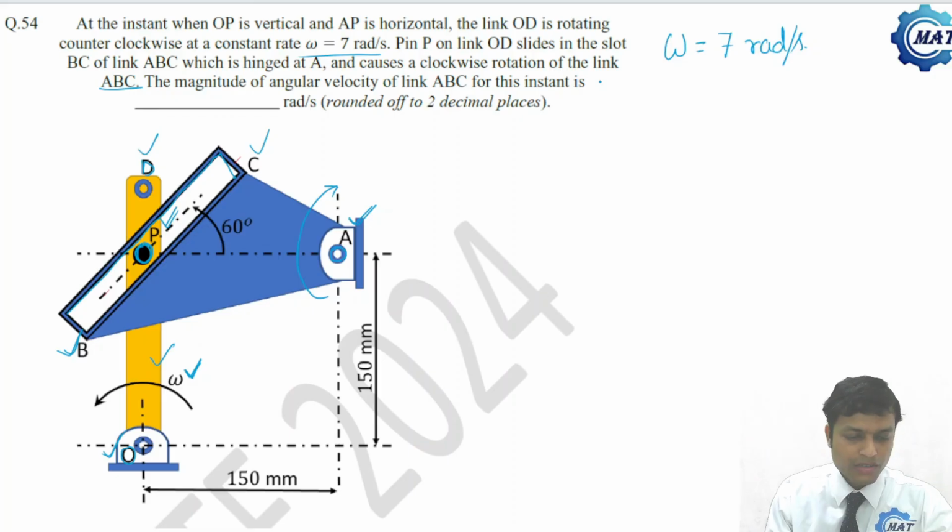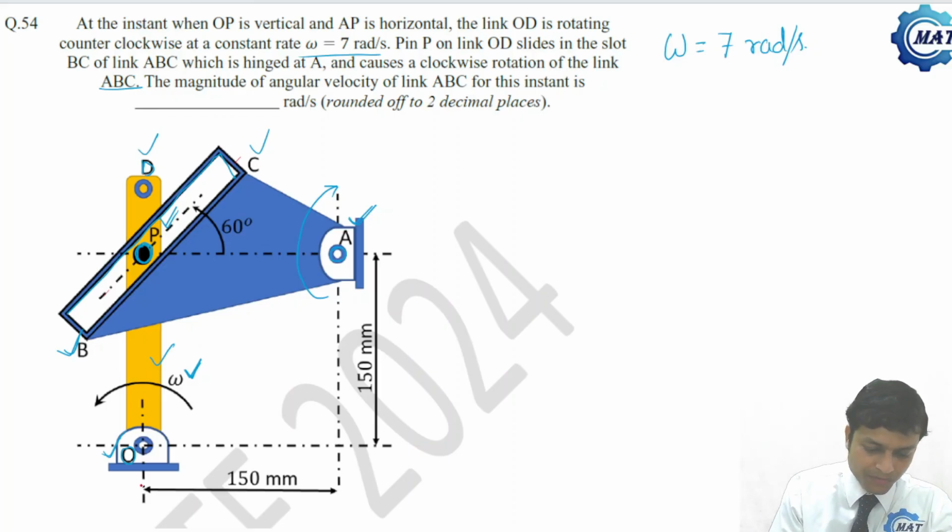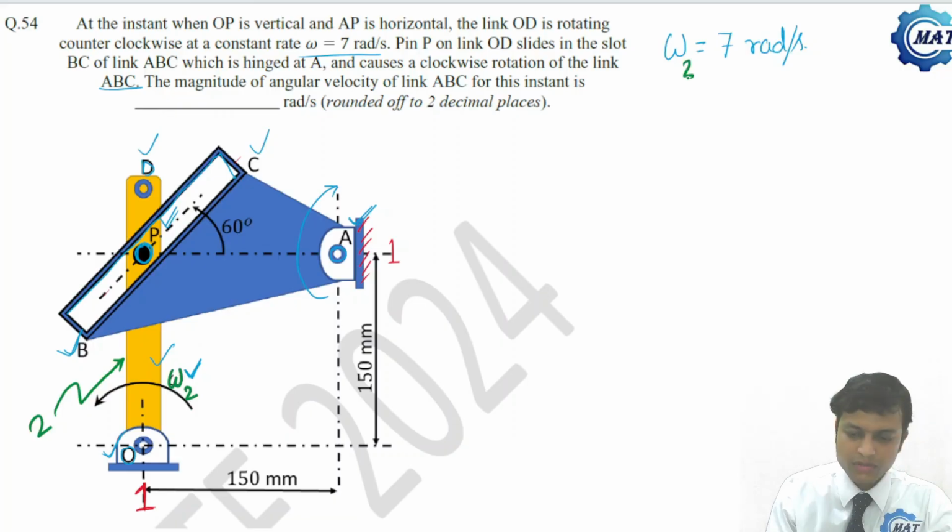Now let me first define the mechanism. Say the fixed link is 1. Fixed links are denoted by 1. These two are the fixed link. Now the input link which is rotating is 2. This is link number 2. OD is link number 2, and say the rotational speed is omega 2. Let us consider that omega 2 is 7 radian per second.